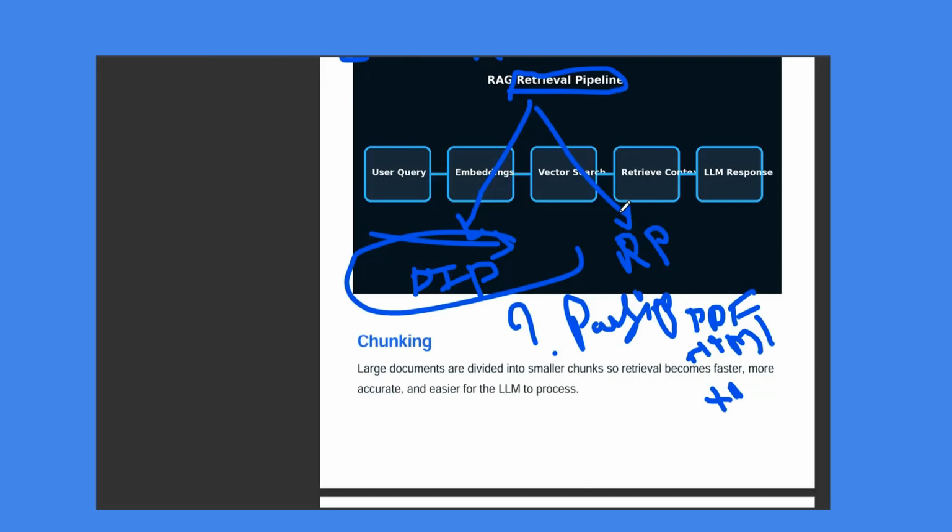Extracting text from documents. For example, if you upload a PDF, the system first extracts all the text content present in the PDF. Okay, and now once the text is extracted, can we directly send huge PDFs to the LLMs? No, right? And this is where chunking comes into the picture.